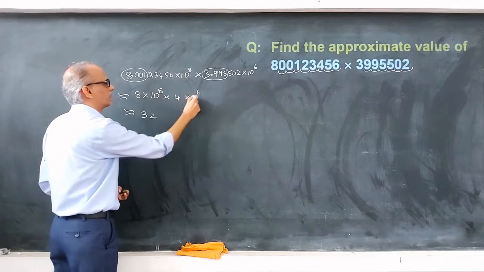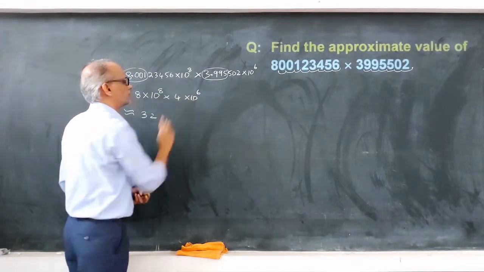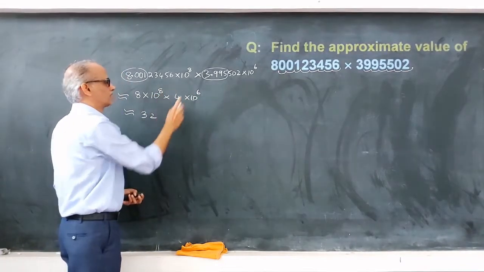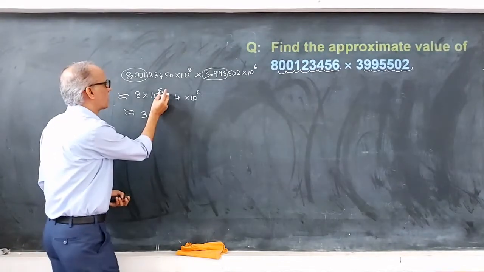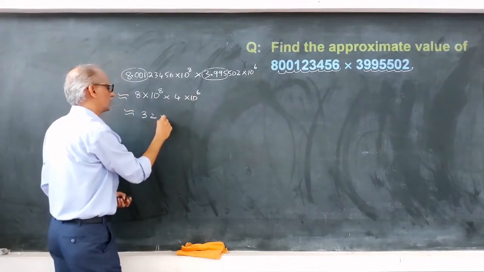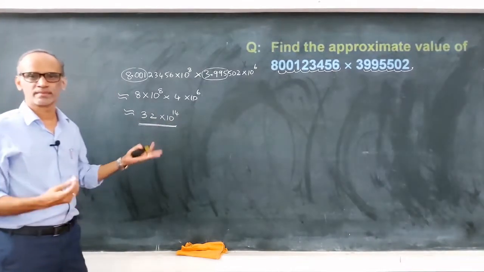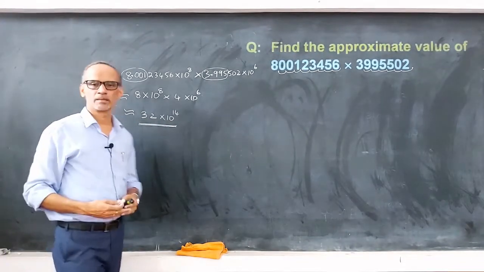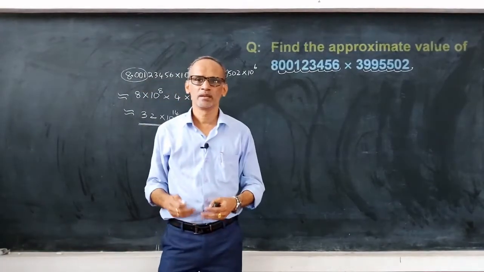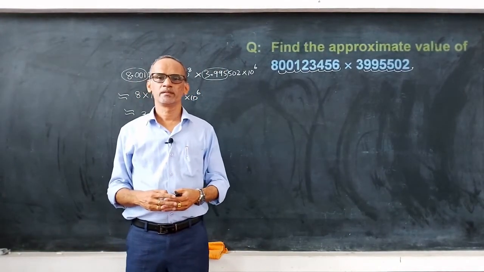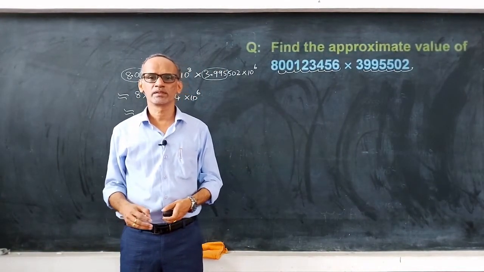And then 10 to the power 8 and 10 to the power 6. When you write 10 to the power 8 and 10 to the power 6, we don't multiply this. According to the theory of indices, I have to add 8 plus 6, 14. So 10 to the power 14 is the answer. Still you can shift the decimal, then you can write it. But this is the approximate answer. Understood, students? What is the use of writing in terms of the scientific notation?